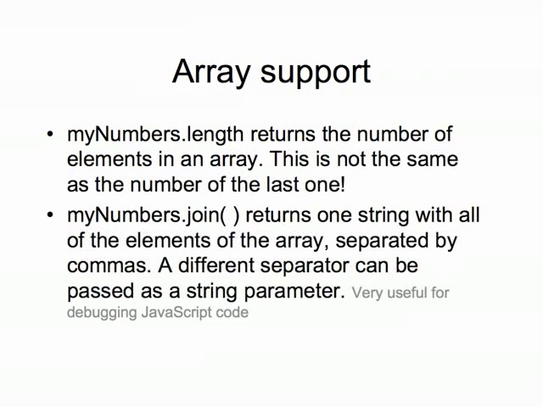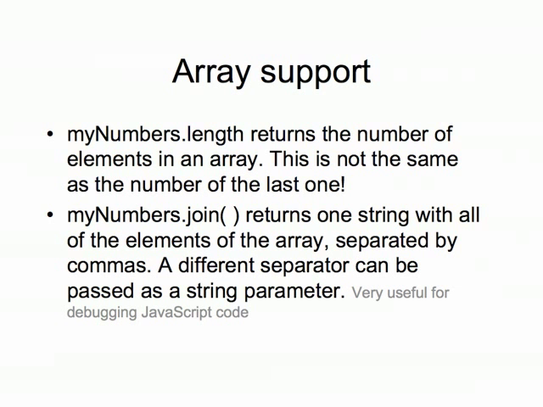The .length property will return the length of an array. So myNumbers.length returns the number of elements in the array. Now this is not the same as the number of the last one. If you have 20 elements in an array, the first one is number 0 and the last one is item number 19. The join method takes all of the items in the array and puts them into a single string.